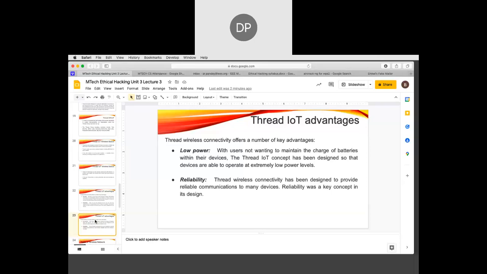Reliability. Thread wireless connectivity has been designed to provide reliable communication to many devices, and reliability was a key concept in its design.